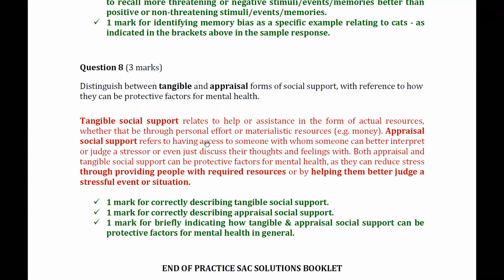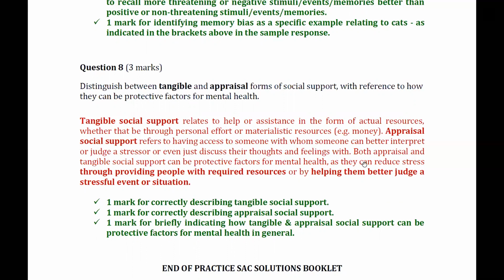Appraisal social support refers to having access to someone with whom a person can better interpret or judge a stressor. So remember, appraisal is about how we judge stresses. Sometimes when you tell someone else about your stressor and they're like, oh, you know what, why were you stressing so much? This is only going to contribute 1% to your grade anyway. You're like, oh, okay, I was just stressing for no reason. That's what appraisal social support is: having someone else there to help you better judge how stressful the situation really is.